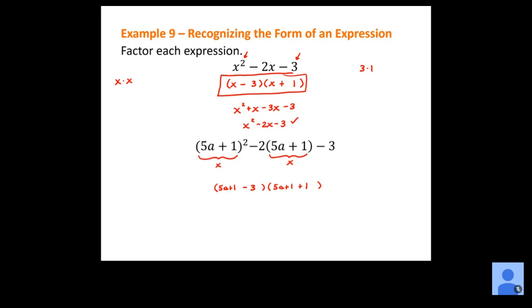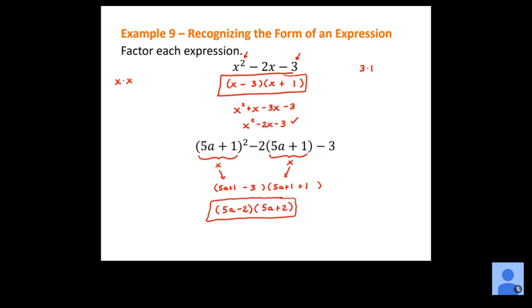So again, all I'm doing is taking the factored form that we got in the first part, and replacing that x right there with 5a plus 1. And now we can just combine like terms. And so this gives us 5a minus 2 and 5a plus 2. So this will be our factored form.